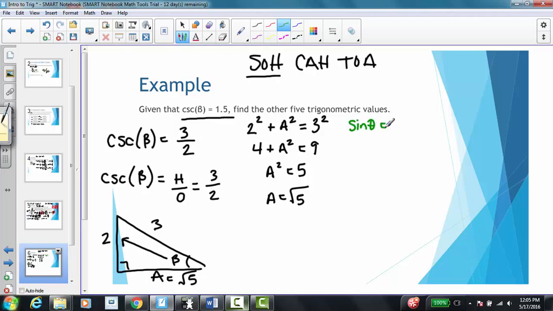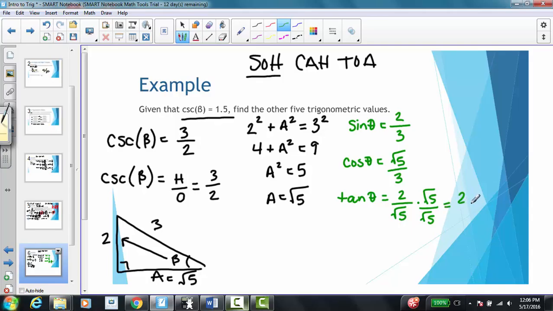Sine of theta equals opposite 2 over hypotenuse 3. Cosine theta equals the side adjacent, which we just found to be root 5, over my hypotenuse 3. Tan theta is the side opposite 2 over adjacent root 5. Again, we don't want to leave that radical in the denominator, so multiply top and bottom by root 5, and I get 2 root 5 over 5.